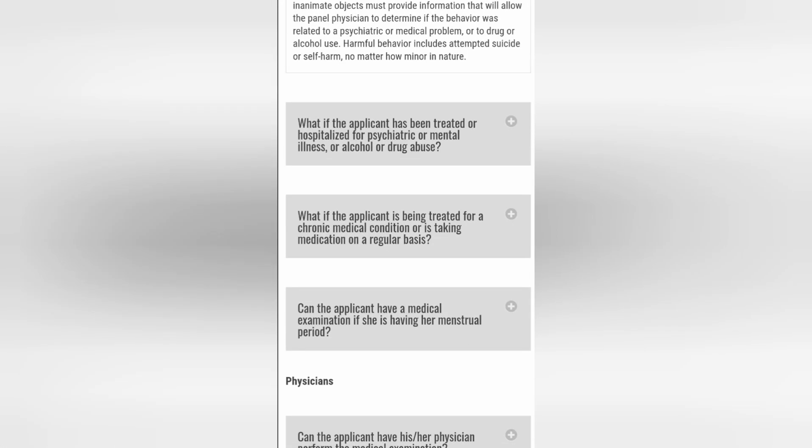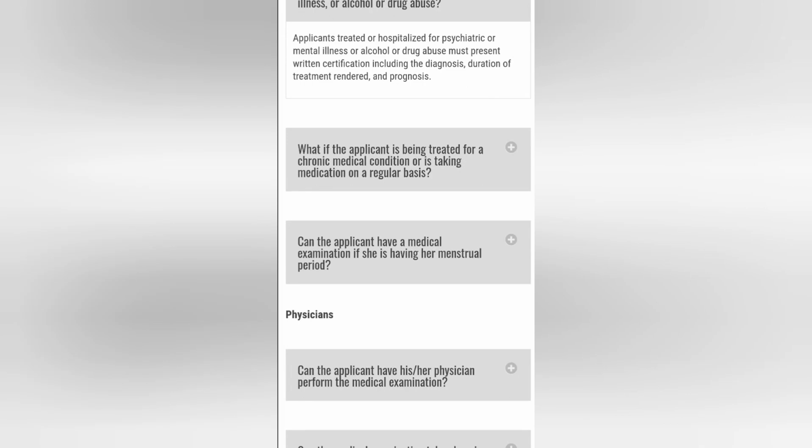Next question. What if the applicant has been treated or hospitalized for psychiatric or mental illness or alcohol or drug abuse? Applicants treated or hospitalized for psychiatric or mental illness or alcohol or drug abuse must present written certification including diagnosis, duration of treatment rendered, and prognosis. What if the applicant is being treated for a chronic medical condition or is taking medication on a regular basis?